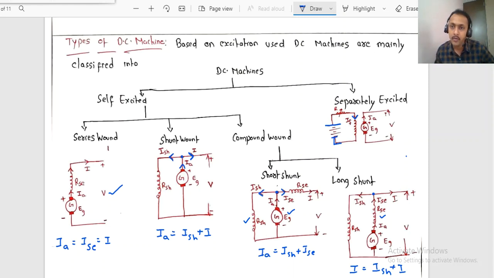Now, if you observe here, the generated voltage is EG, and the current flowing in the armature is IA. That same current flows to the load. The load terminal voltage is V. EG is the generated voltage, IA is the armature current, and IF is the field current, right?